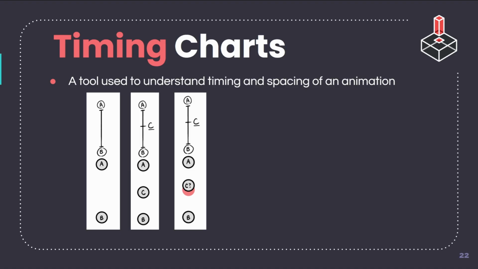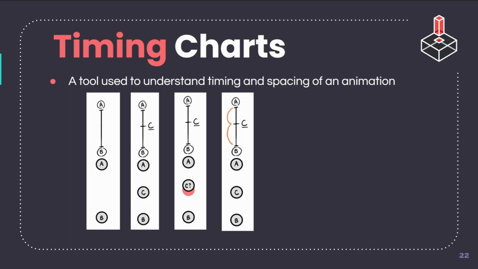So now we have to draw these curved lines. These we add so that the animator that you're passing your timing chart to knows that the distance between A, B, and C should be perfectly even.